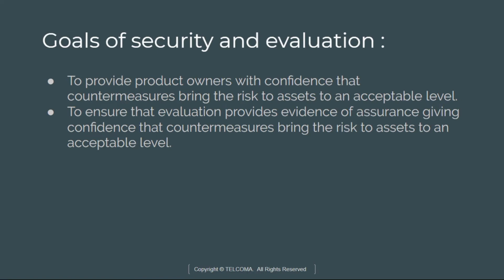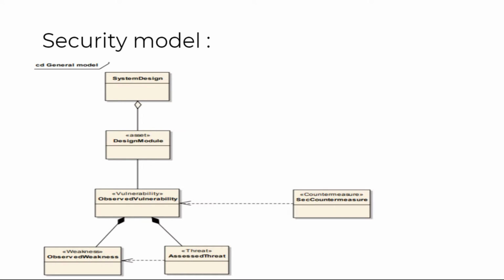So these are some of the goals of security and evaluation. That means to provide product owners with confidence that countermeasures bring the risk to the asset to an acceptable level, and to ensure that the evaluation provides evidence of assurance and gives confidence that countermeasures bring the risk to the asset to an acceptable level. So this is the security model.